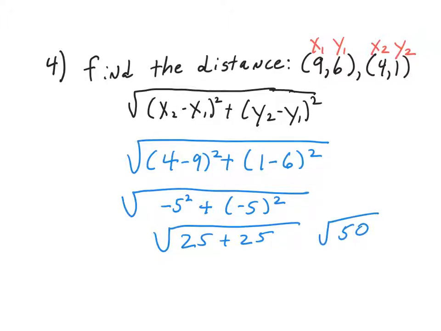And we can simplify that. So we'll take square root of 50 and we split it into some number times a perfect square. So 25 is a perfect square. We do 25 times 2, and that'll be 5 times the square root of 2.